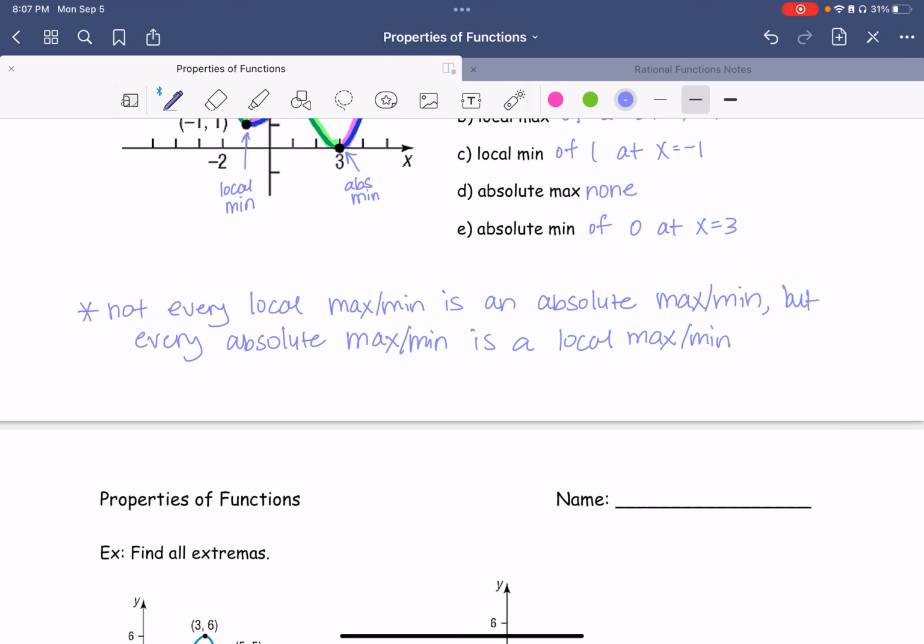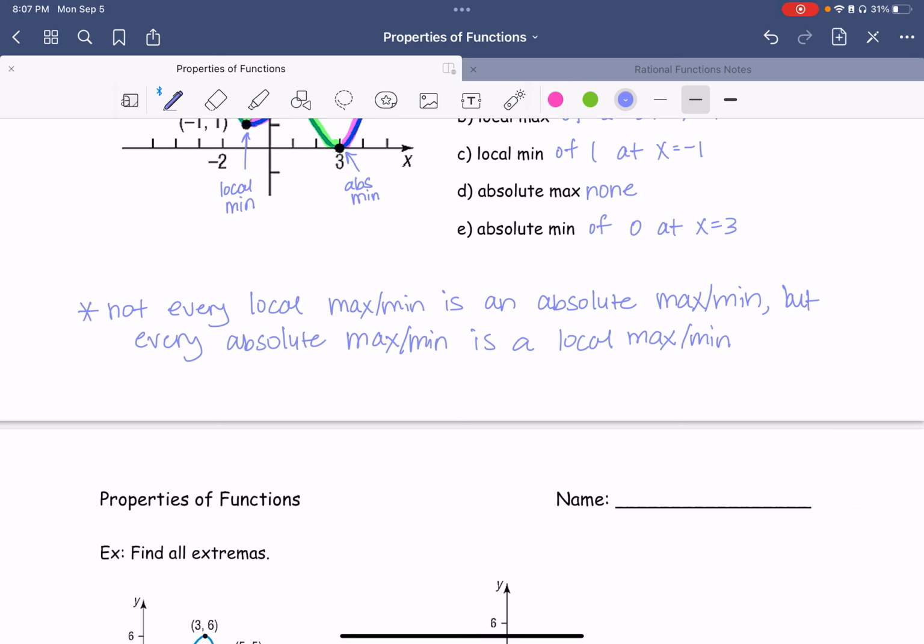A math example would be every square is a rectangle, but not every rectangle is a square, right? So the definition of a rectangle is just 4 sides, and a square has 4 sides, so by definition it's a rectangle. But not every rectangle is a square, because for it to be a square, they have to be equal sides, and not every rectangle has equal sides, right? So every square is a rectangle, but not every rectangle is a square. Every hoodie is a sweater, but not every sweater is a hoodie.